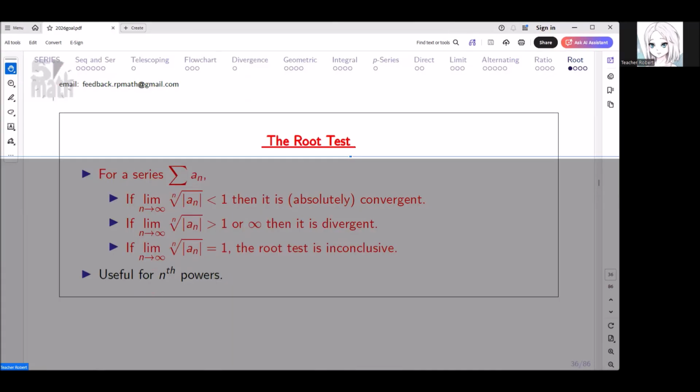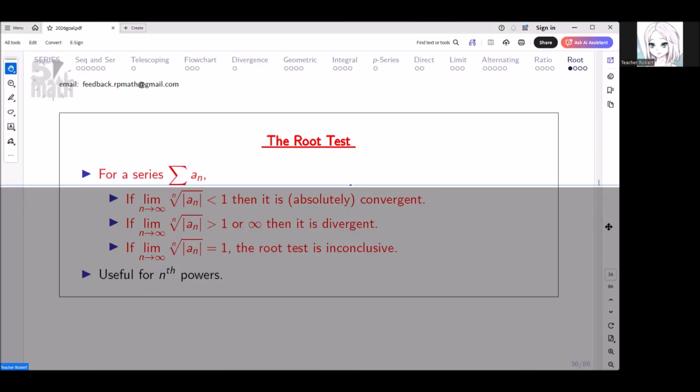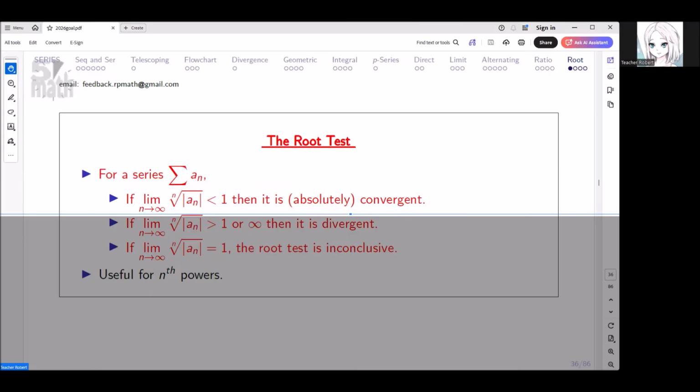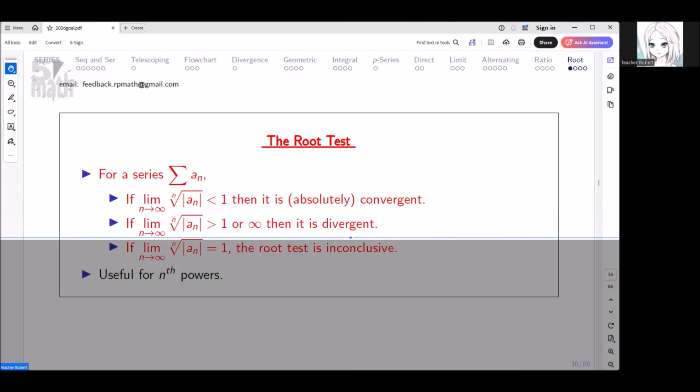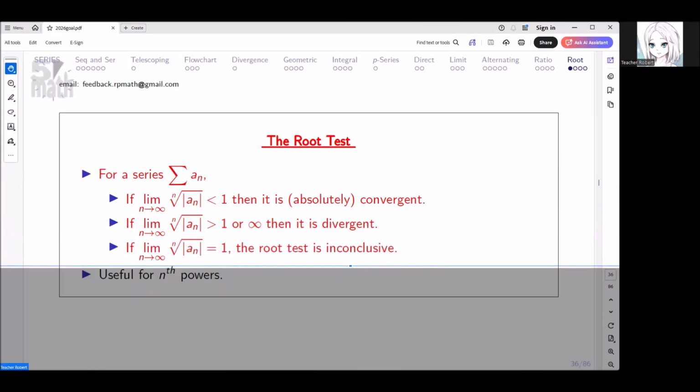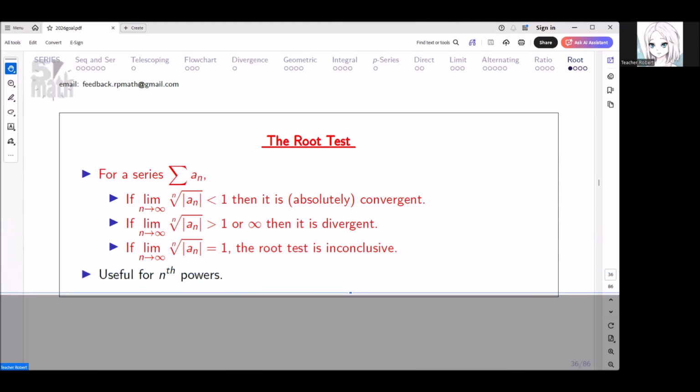The root test. For a series an, if this is less than 1, then it is absolutely convergent. If this is greater than 1 or infinity, then it is divergent. If this equals 1, the root test is inconclusive. Useful for nth powers.